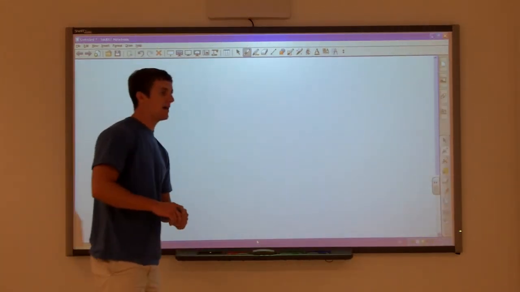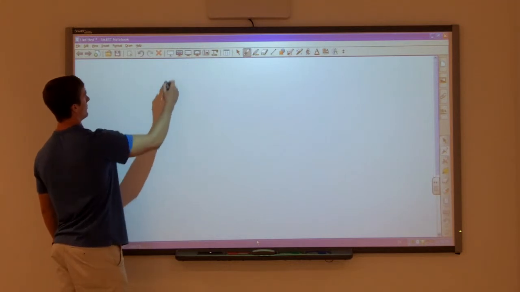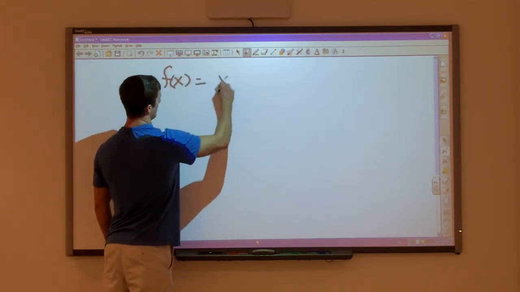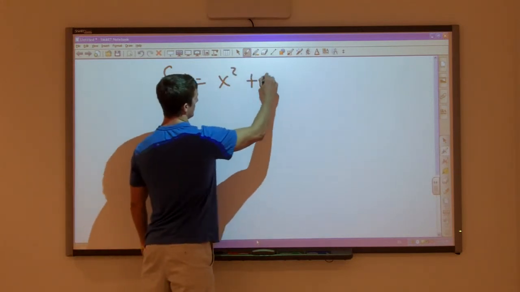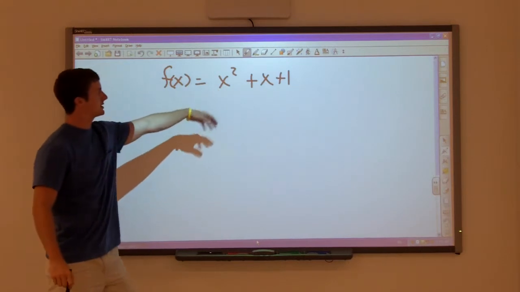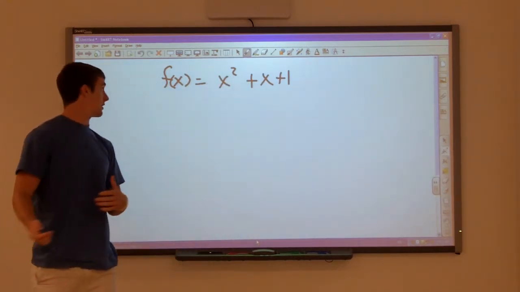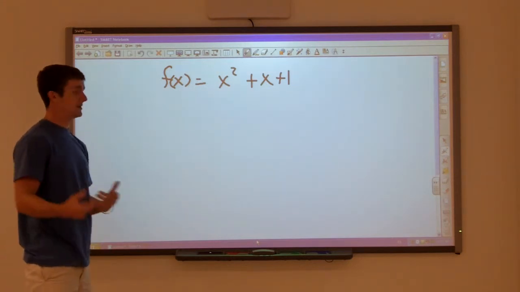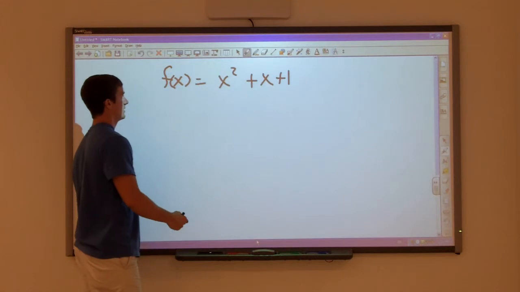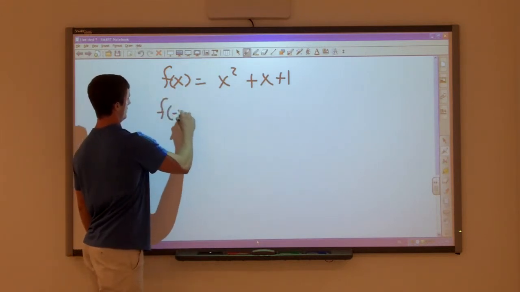Okay, so what if we have an even function plus an odd function? An easy example of that would be f of x equals x squared plus x plus 1. So here we have our even function and here we have our odd function. So is the answer going to be that the whole function is even, symmetrical across the y-axis, or odd, symmetrical across the origin? So let's just plug in a negative x.